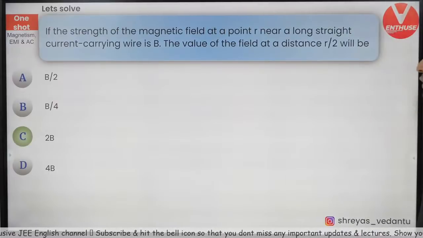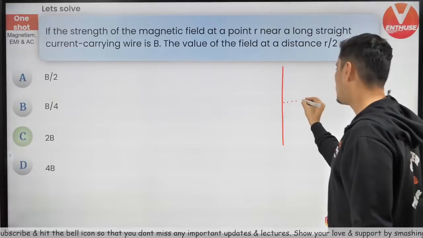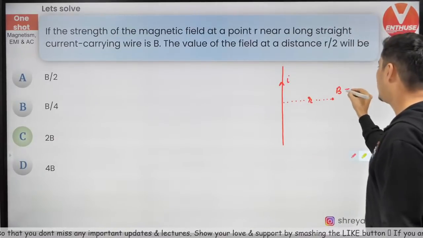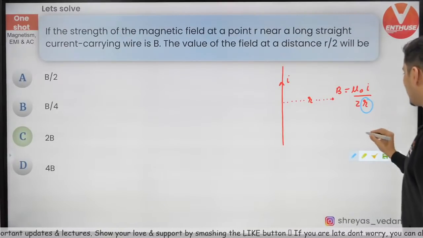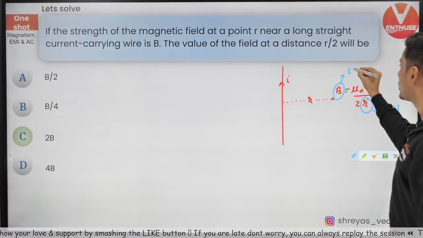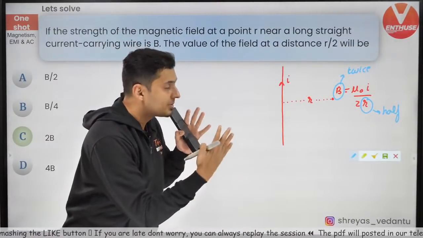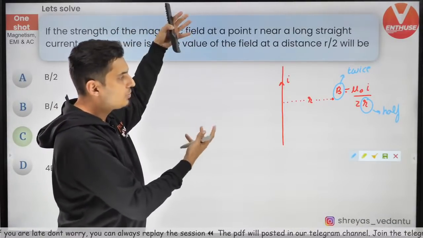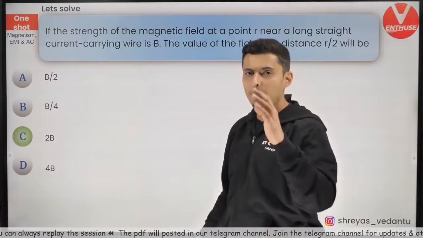Devansh is saying D. No, Devansh, it is not D, it is C. And the reason for that is when you have a wire and you are at a distance R, then the field at this point due to this current carrying wire is mu naught I by 2R. So if this distance becomes half, obviously this B will become twice, because the denominator is becoming small, the ratio will become big. So it becomes half, numerator becomes twice. Correct? That's it. Perfect.